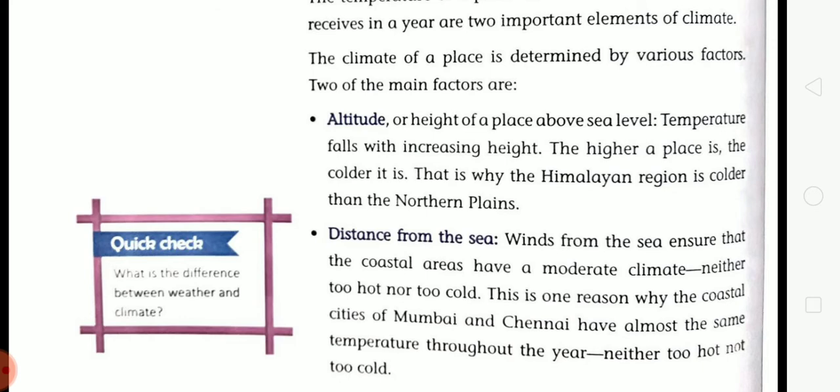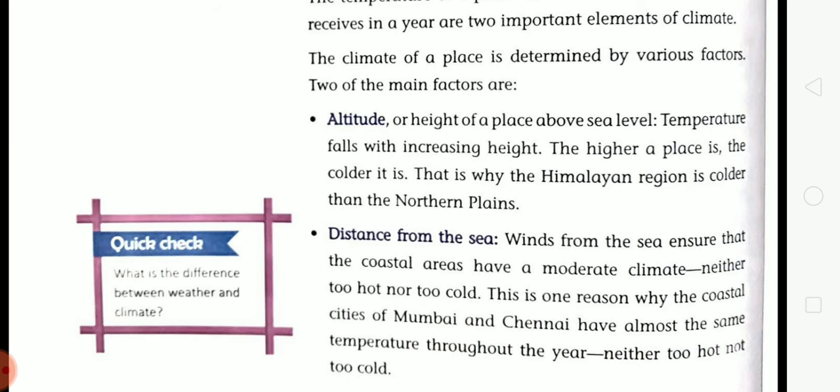Next one is distance from the sea. So student, wind from the sea ensures that the coastal areas have a moderate climate, neither too hot nor too cold. This is one reason why the coastal cities of Mumbai and Chennai have almost the same temperature throughout the year, neither too hot nor too cold. So student, distance from the sea is also a main factor that determines the climate, because wind from the sea ensures that the coastal area has a moderate climate.